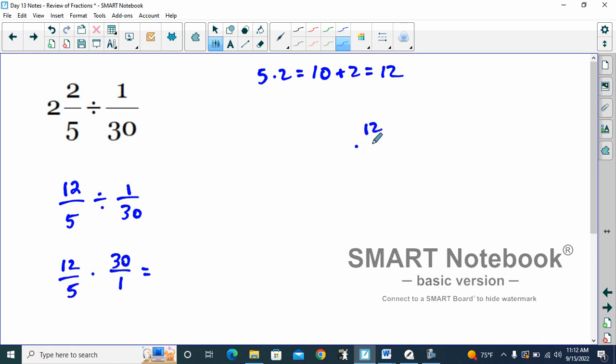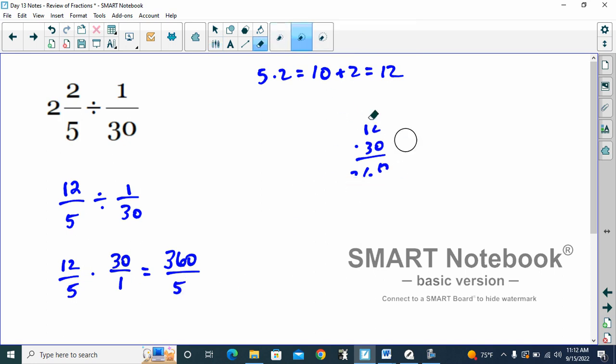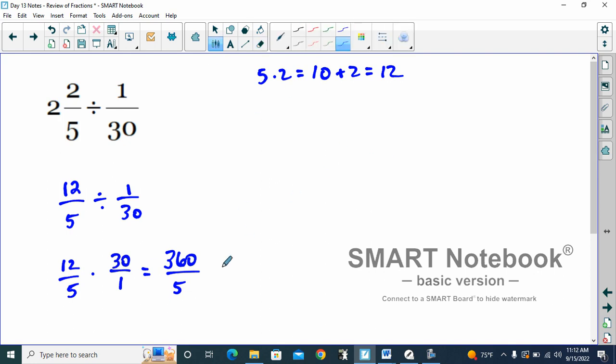We have 12 times 30. So times 30, I've got my 0. 3 times 2 is 6, and 3 times 1 is 3, 360. 5 times 1 is 5. Now I have 360 divided by 5. Because 360 ends in a 0, I know it's divisible by 5, so it's going to come out even. So let's go ahead and divide 360 by 5.